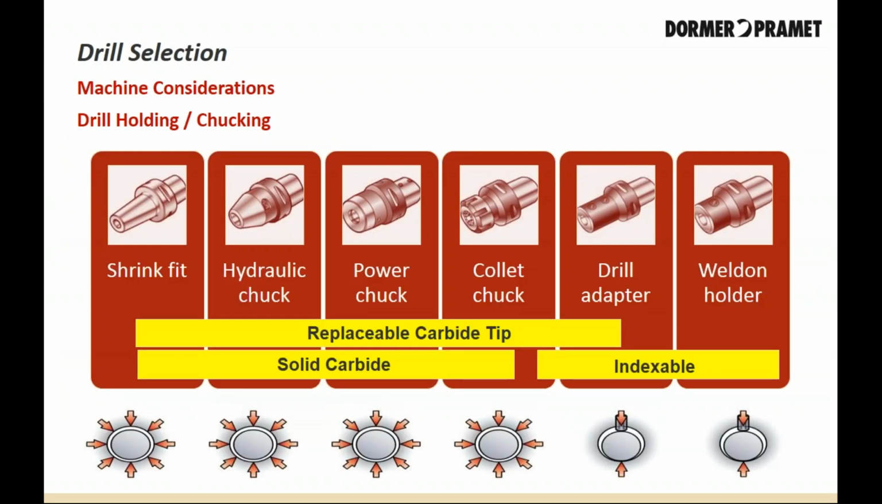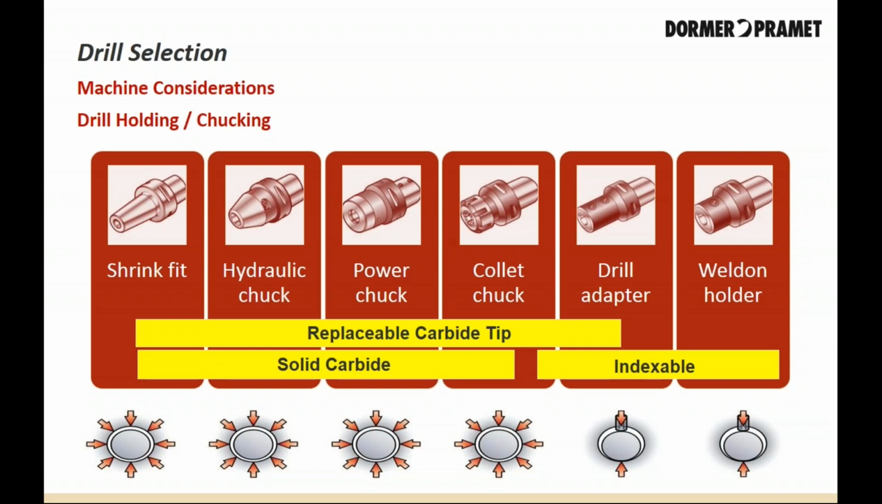Tool holding is another machine consideration that is an important part of successful drilling. While Weldon holders and drill adapters may be an acceptable way to hold indexable drills, these types of holding methods are never a good idea when drilling with solid carbide drills. The tool illustrations on the bottom right of this slide illustrate how the tool is forced to be slightly off center because of the way the set screw locks it in place. This two-point contact does not maintain accurate centering like the other four methods shown.